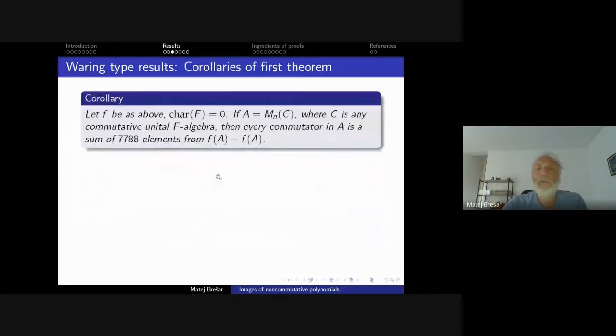So let's now discuss some corollaries of this first theorem. The first corollary considers the case where C is any commutative unital algebra, and the assumptions are just as above. And then every commutator can be written as the sum of this four-digit number of elements of f of a minus f of a, and this is simply because if k, the small k here, is equal to 2, this is not very hard to see, and it is well known.